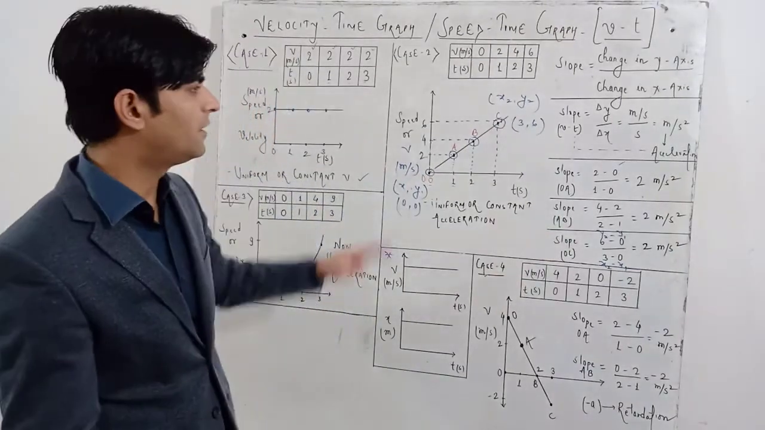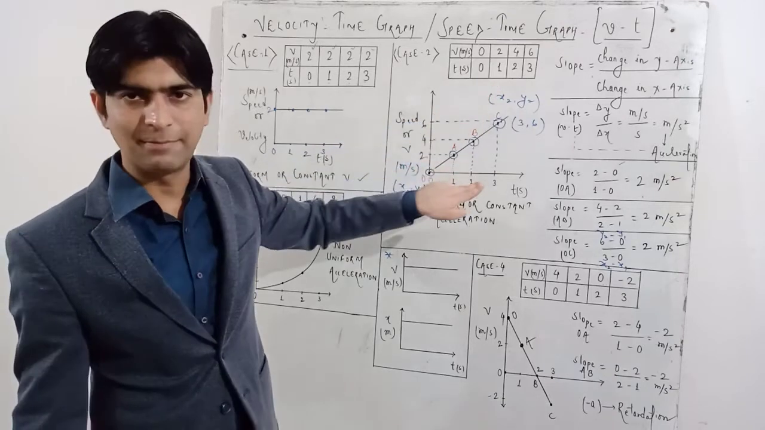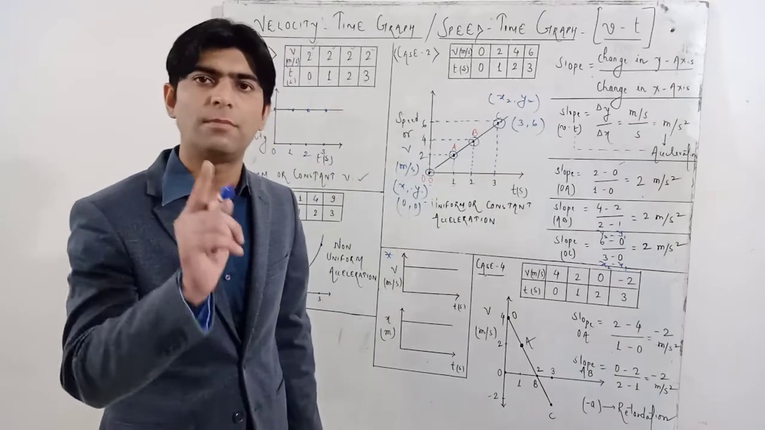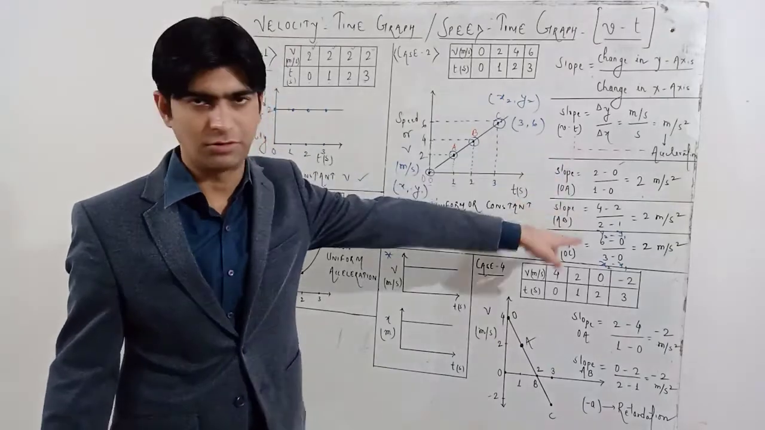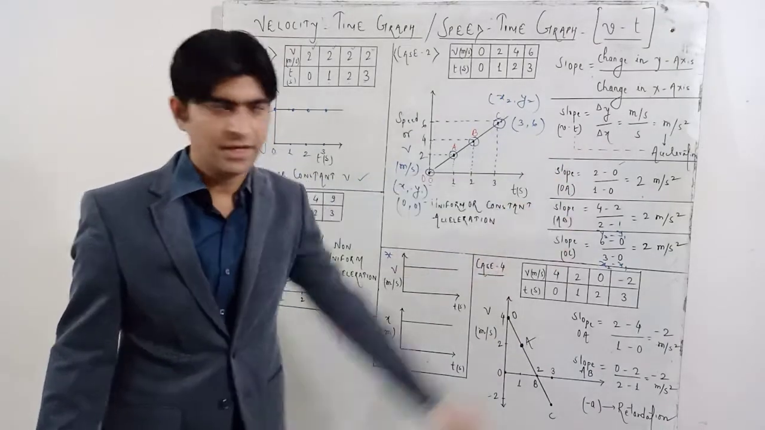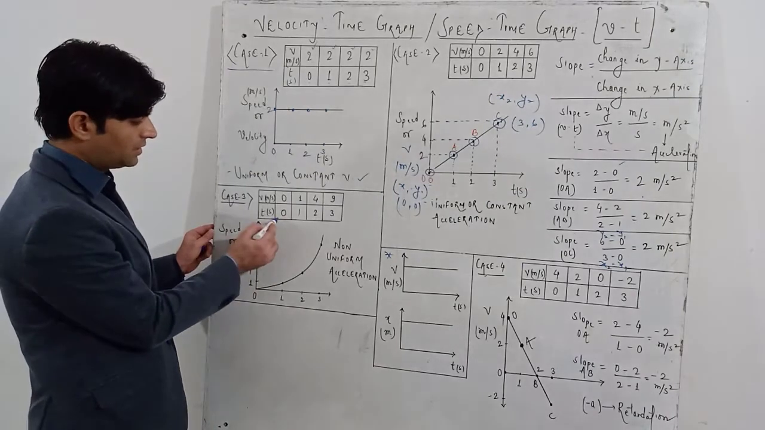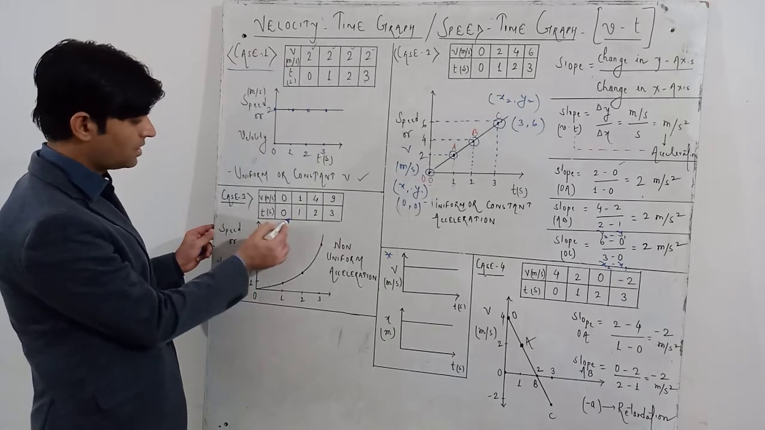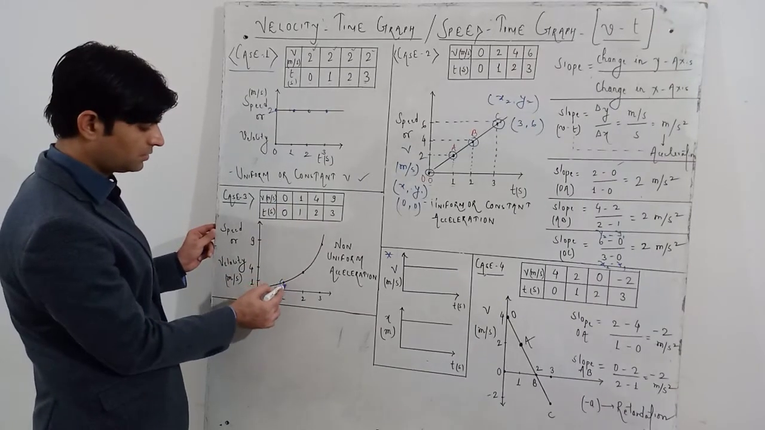That means if you get a straight line inclined at some angle with respect to the time axis, then it indicates the case of uniform or constant acceleration, because the acceleration is constant here. Okay, coming to case 3. Here if you see, at 0 the velocity or speed is 0. At 1 the velocity or speed is 1 meter per second.